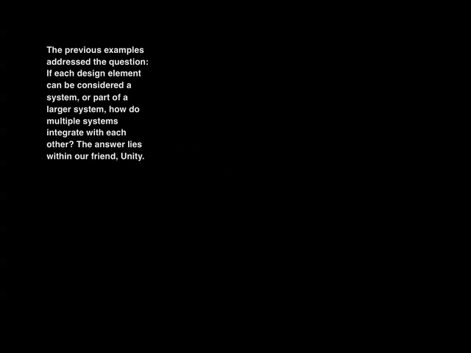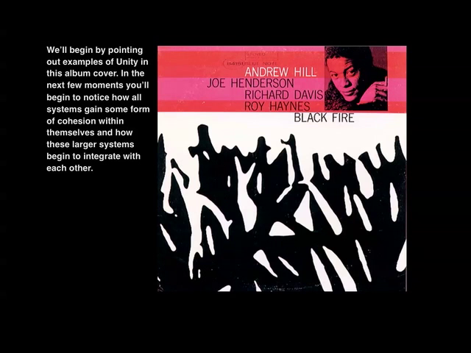The previous examples addressed the question, if each design element can be considered a system or part of a larger system, how do multiple systems integrate with each other? The answer lies within our friend, unity. We'll begin by pointing out examples of unity in this album cover. In the next few moments, you'll begin to notice how all systems gain some form of cohesion within themselves and how these larger systems begin to integrate with each other.